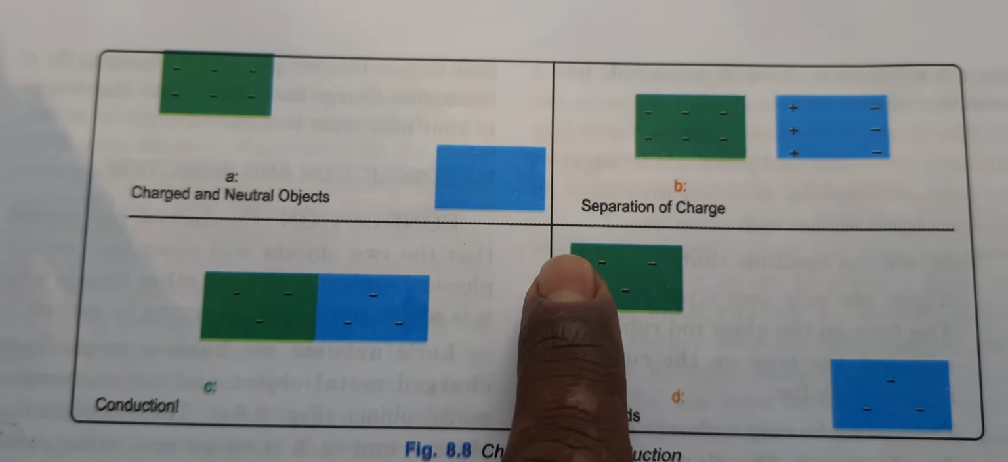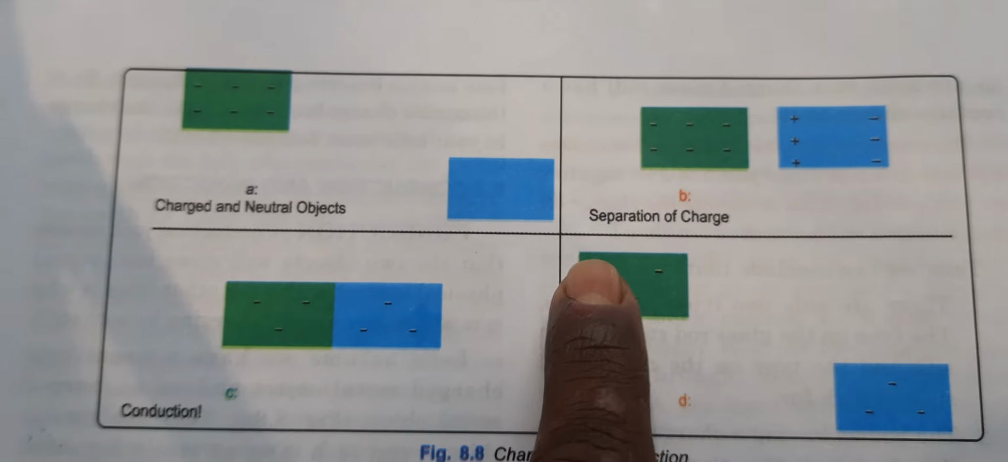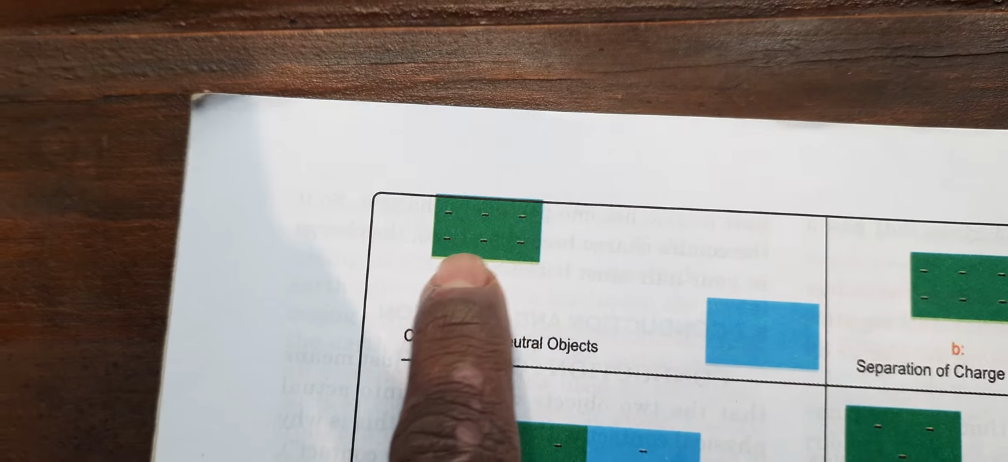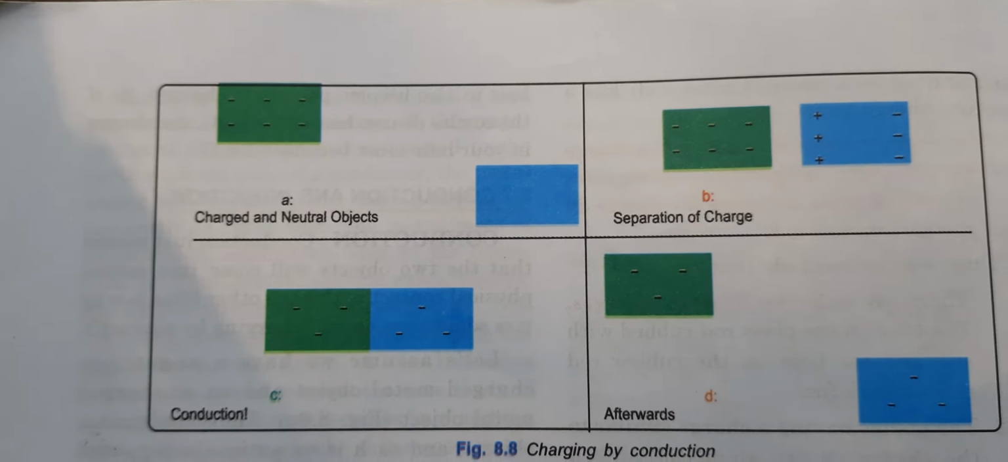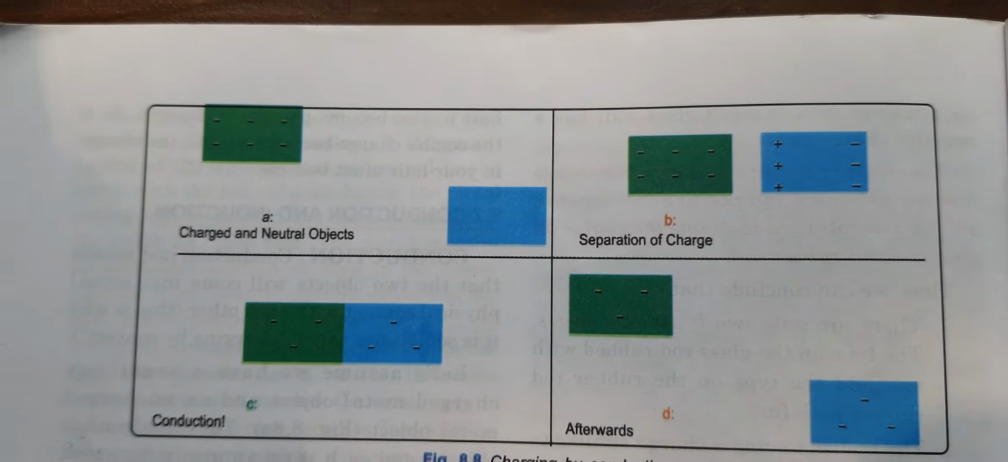See the number of charges after touching: 1, 2, 3, 4, 5, 6, and before touching also 1, 2, 3, 4, 5, 6. Okay, so this was charging by conduction, that is, touching.